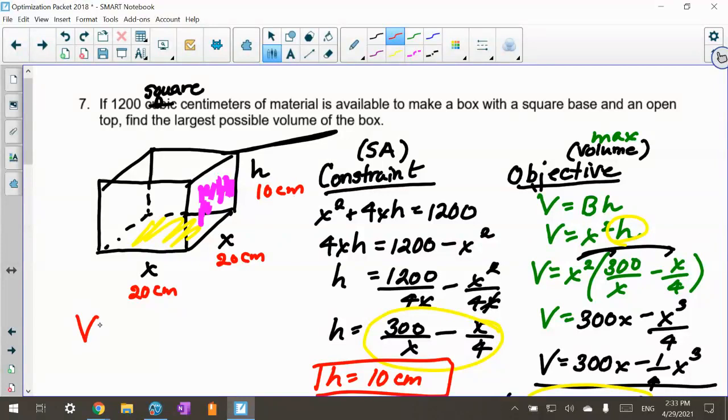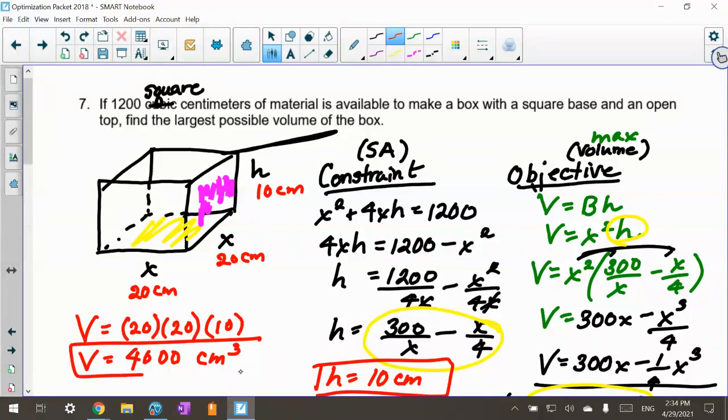So the largest volume is going to be length times width times height. When I do 20 squared times 10, you're going to get 4,000. Now that's cubic centimeters. So I hope that helps you out, and I'm sorry about the mistake.